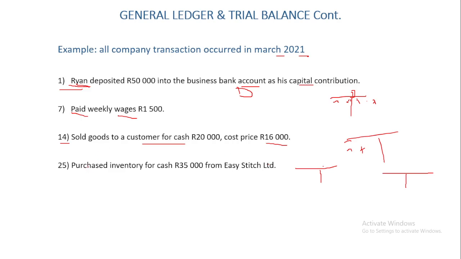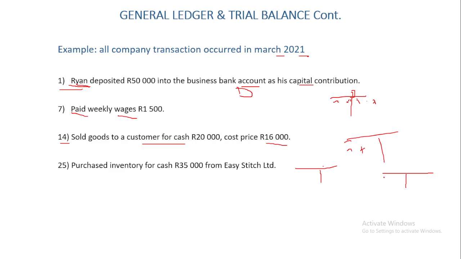And then in terms of the purchased inventory for cash 35,000 from Easy Snitch. When we purchase inventory, our inventory will be going up because more stock is coming in. When we classify inventory, we say it's an asset. So assets increase on the debit side, which is the left side.